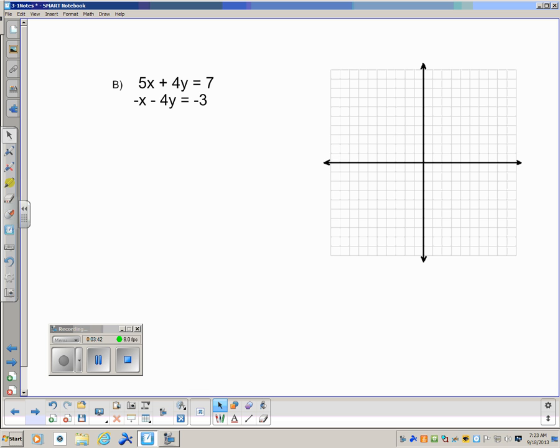This one, you've got 5x plus 4y equals 7, and you've got negative x minus 4y equals negative 3. This is a harder one, but we can still do it. So 5x plus 4y equals 7. I'm going to do exactly what I did before. I'm going to cover up the x, so my x value is going to be 0. I get 4y equals 7. I'm going to divide by 4, and I get y equals 7/4, which as a decimal is 1.75.